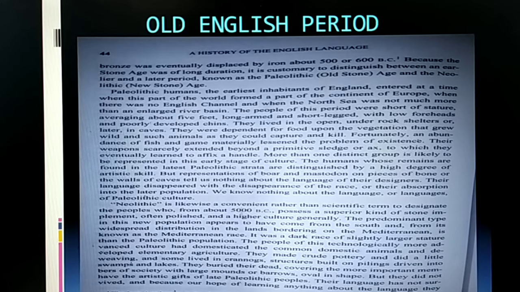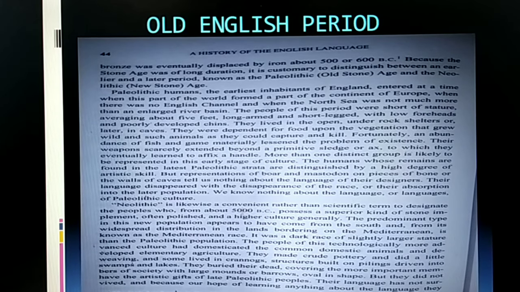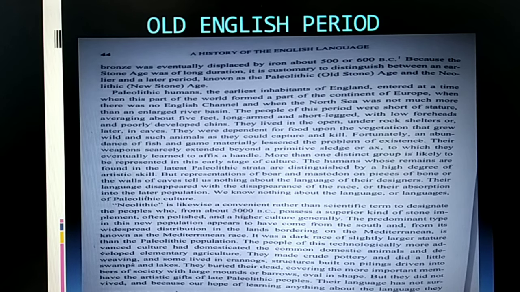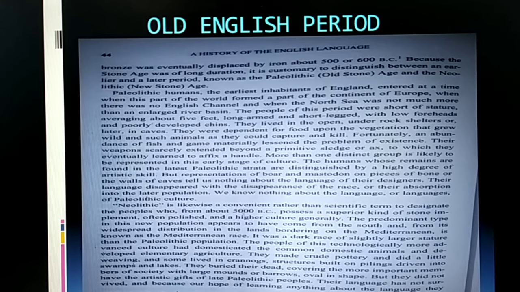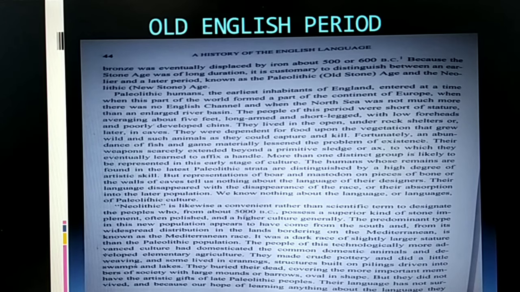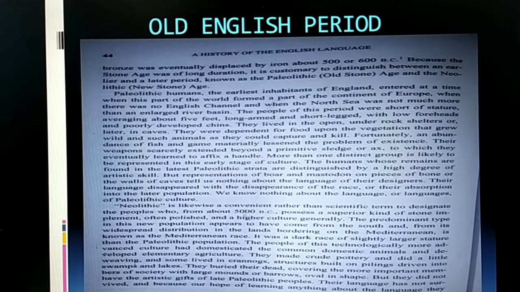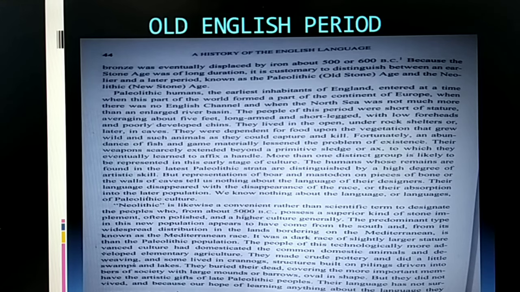More than one distinct group is likely to be represented in the early stage of culture. The humans whose remains are found in the latest Paleolithic strata are distinguished by a high degree of artistic skill. But representations of boar and mastodon on pieces of bone or the walls of caves tell us nothing about the language of their designers. The language disappeared with the disappearance of the race or their absorption into the later population. We know nothing about the language or languages of Paleolithic culture.